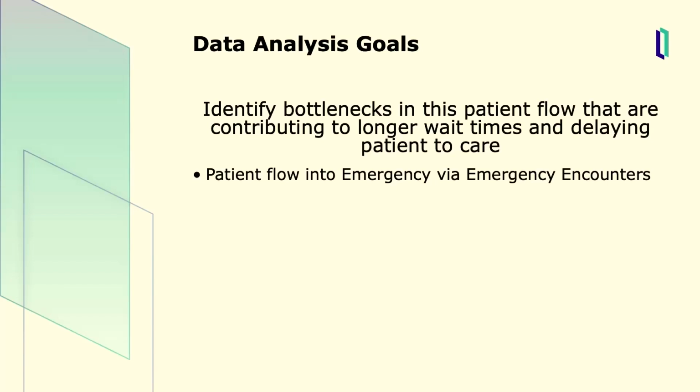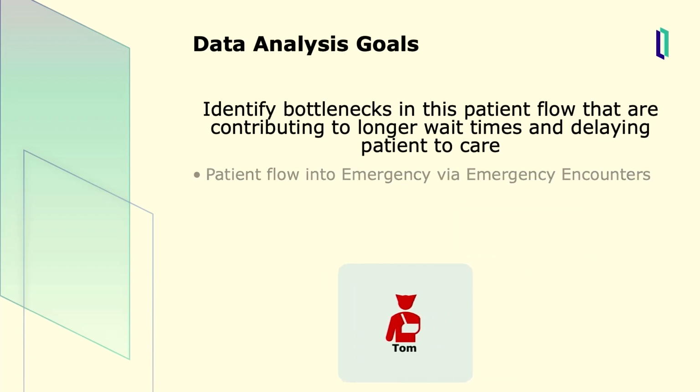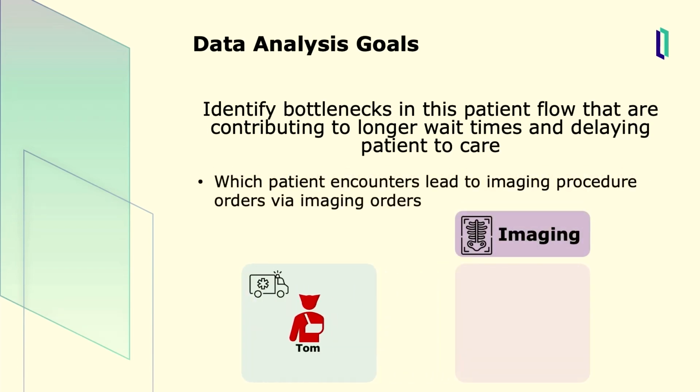So let's outline the data analysis goals. So again, we want to identify bottlenecks in this patient flow that are contributing to longer wait times and delaying patient access to care. In order to do that, we need to analyze patient flow into the emergency room via emergency encounters data from the EHR. So again, we need to see what is making Tom wait so long to get into the emergency room. Then we need to see which patient encounters lead to imaging procedure orders via imaging order data that we also get from the EHR.